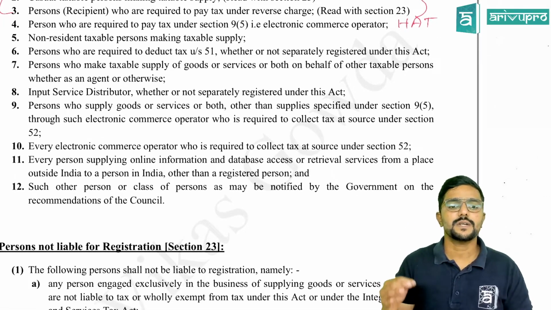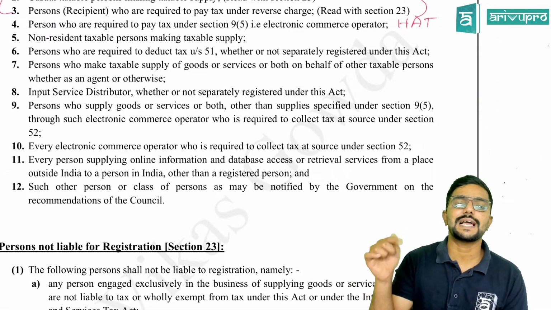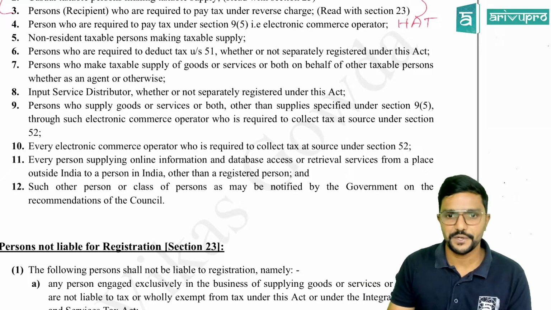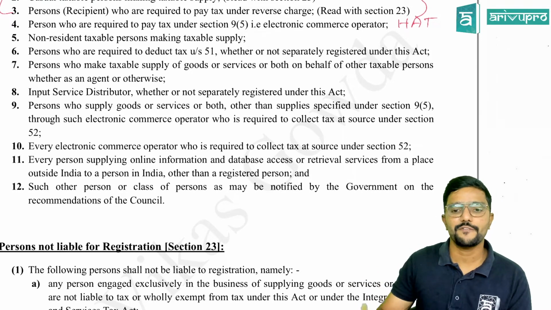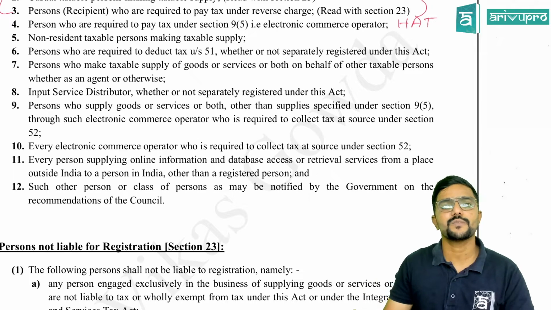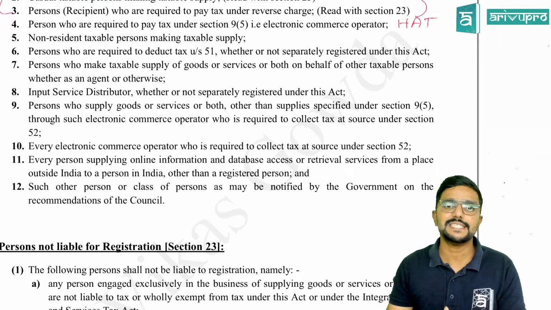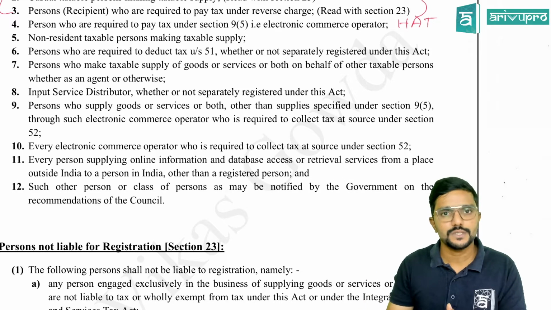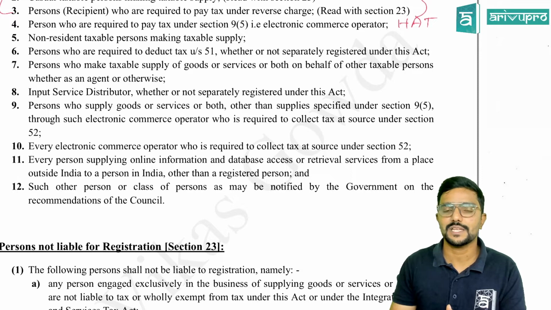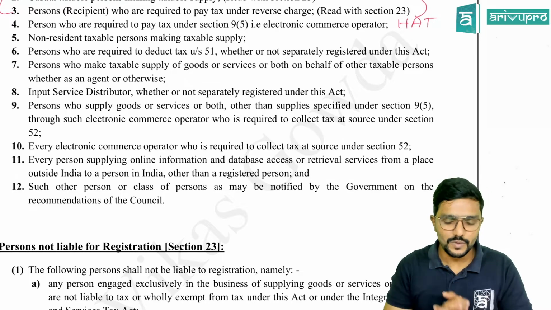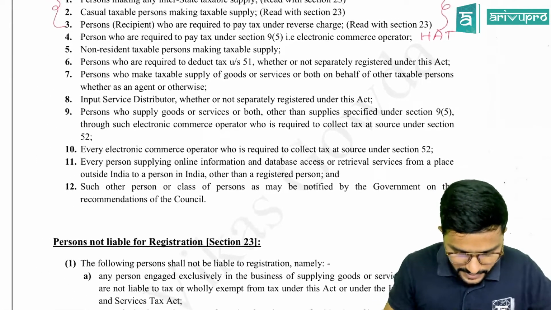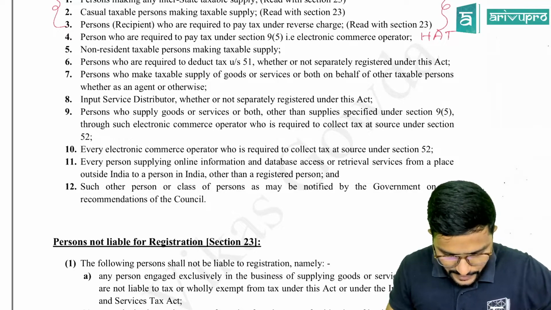Next, electronic commerce operator who is required to collect tax at source under section 52. Clear? So section 51 and 52. 51 talks about TDS. Section 52 talks about TCS. We will learn both these sections, which are important both from the exam point of view as well as practically. So we'll be learning this under the payment topic, guys. Now I will try to connect the points which are related to electronic commerce operator.